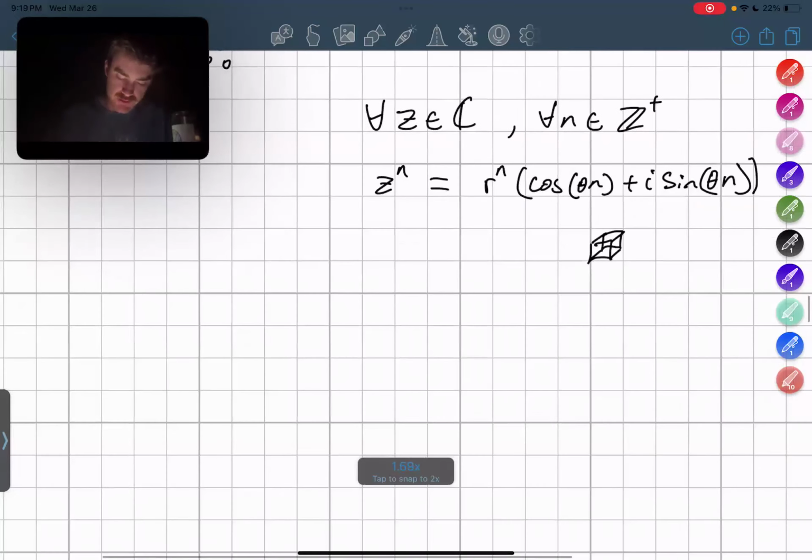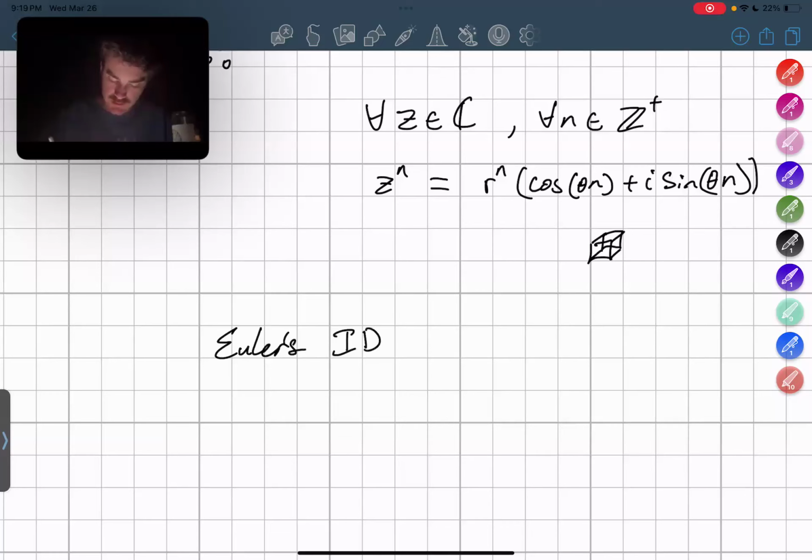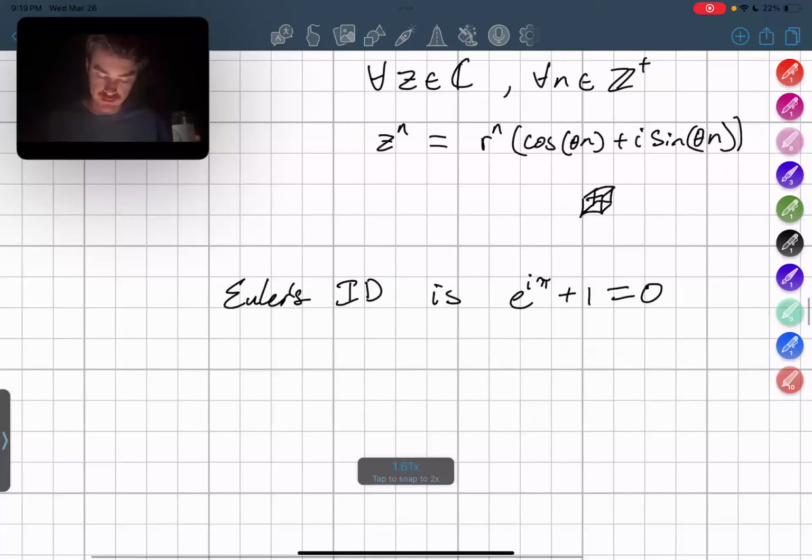works out to what it is. So Euler's identity is e to the i pi plus 1 equals 0. All right, so what does this tell us?